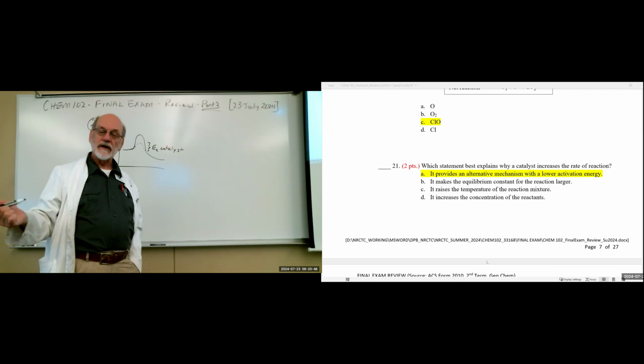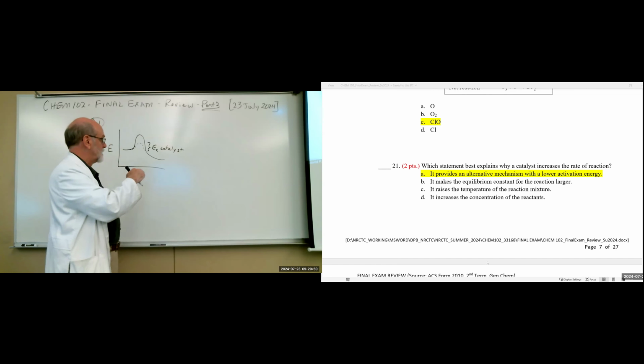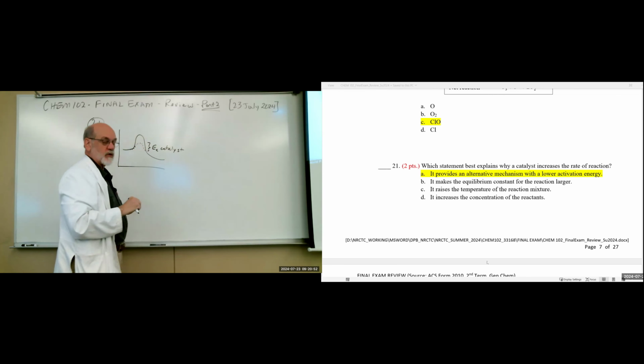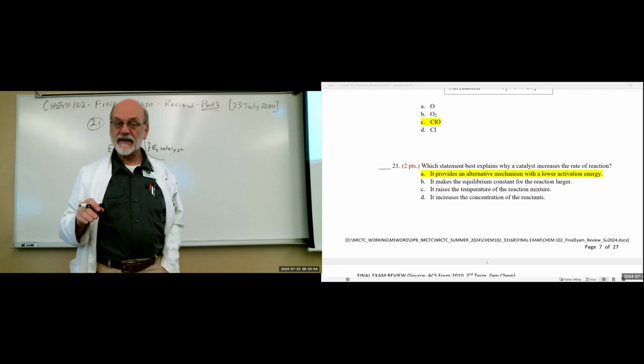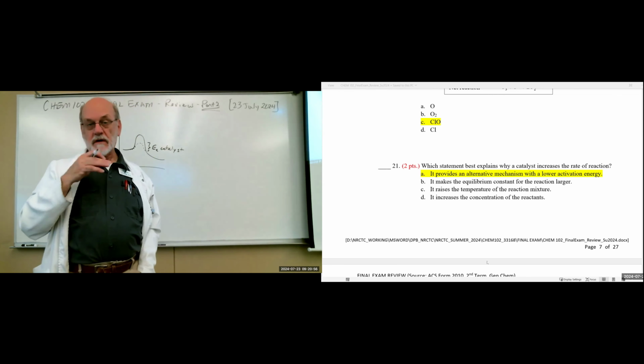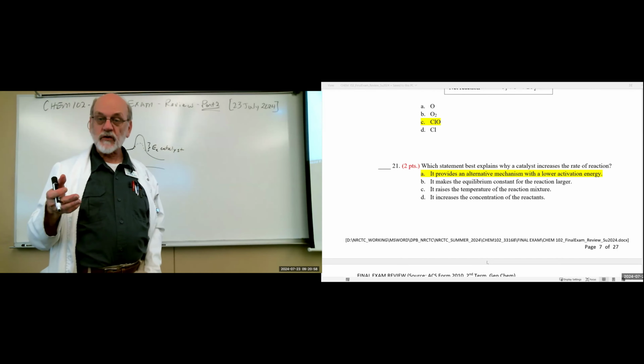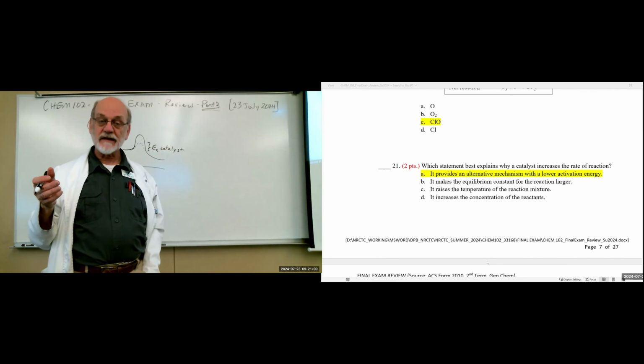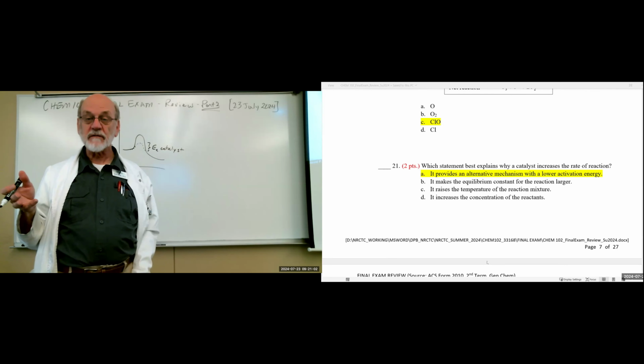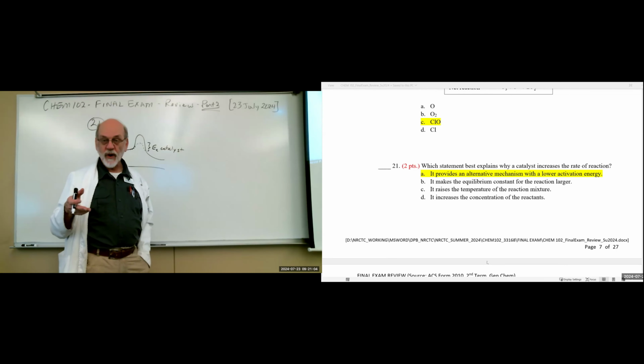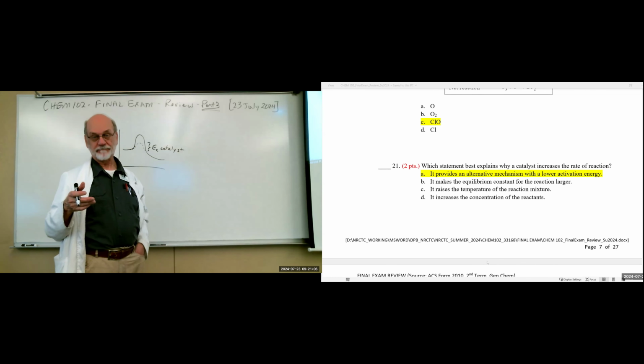You need a different mechanism to give you the effect of the catalyst. So the explanation for the increase in the rate of reaction based upon a catalyst is it provides an alternative mechanism with a lower activation energy. All right.